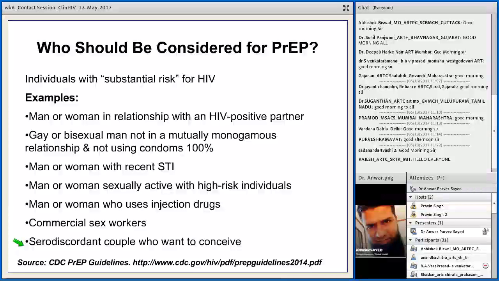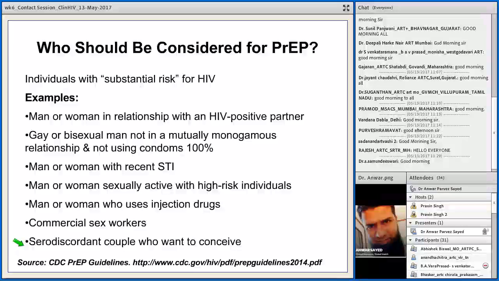Then man or woman with recent STIs, man or woman sexually active with high risk individuals, man or woman who use injection drug use or injections, and commercial sex workers, and serodiscordant couples who want to conceive. Now this is again a very common scenario which we come across, where a couple comes to our ART clinic saying that they want to conceive and asking what protection they can use, because the couple is discordant: one partner is HIV positive, another is HIV negative.